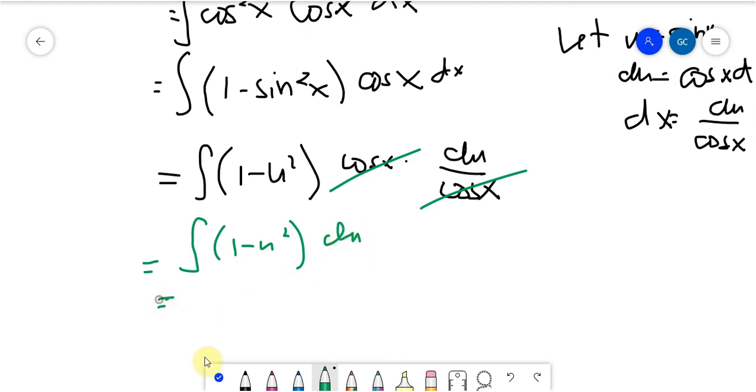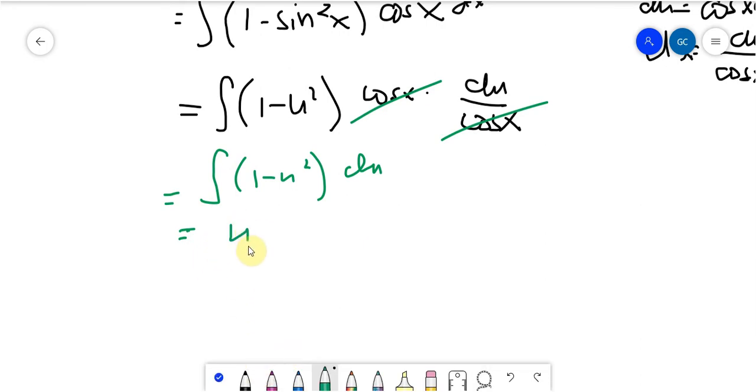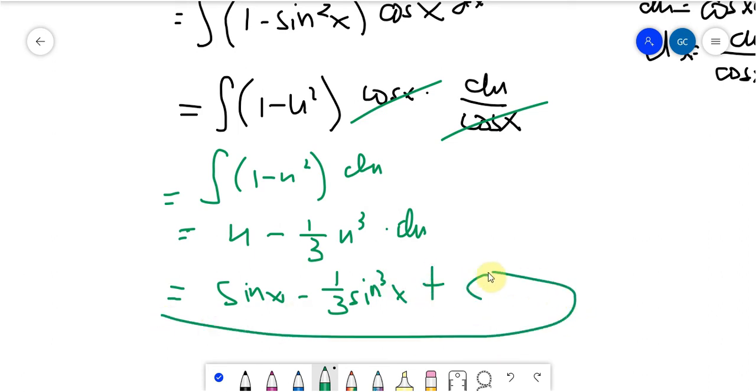Now let's solve for the integral. 1 is a constant, so that means it's u minus 1/3 u cubed. Substitute back what is u. u is equal to sine x, so we have sine x minus 1/3 sine cubed x plus some constant c. Now that is the final answer.